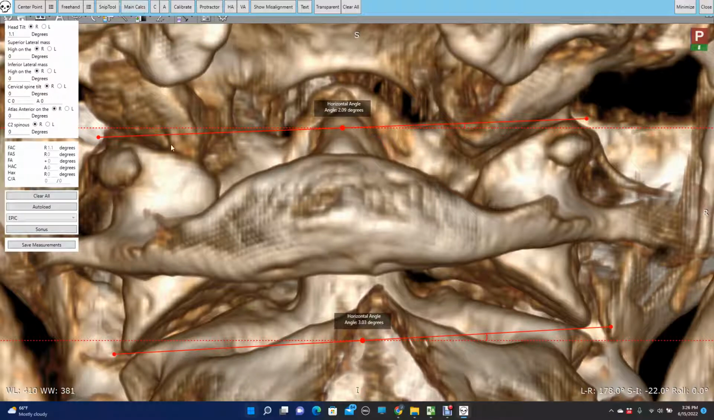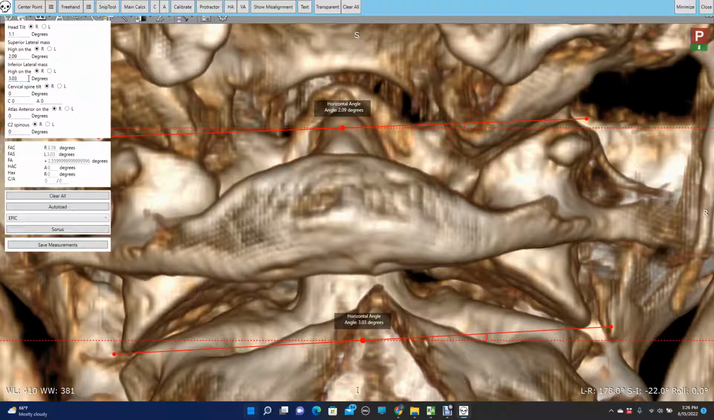So if we open up the main calculations, make sure that you know that this is her right side. Her atlas appears to be high on the right on the superior lateral mass by 2.09 degrees. And the inferior one appears high on the right by 3.03 degrees. And as done in previous videos, the way this calculator is dealt, it will use this measurement tool on top of the atlas to measure the upper angle, and this tool on the inferior lateral mass to measure your lower angle, and it will calculate the average to make a working plane line.